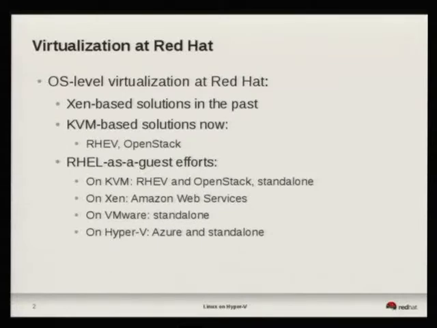What we do in the virtualization space at Red Hat. We started with operating system level virtualization solutions a while ago, and first we started with Xen, and we were shipping Xen as our own virtualization solution in RHEL 5. At some point, we realized that there is a better solution on the market, and we switched to KVM.